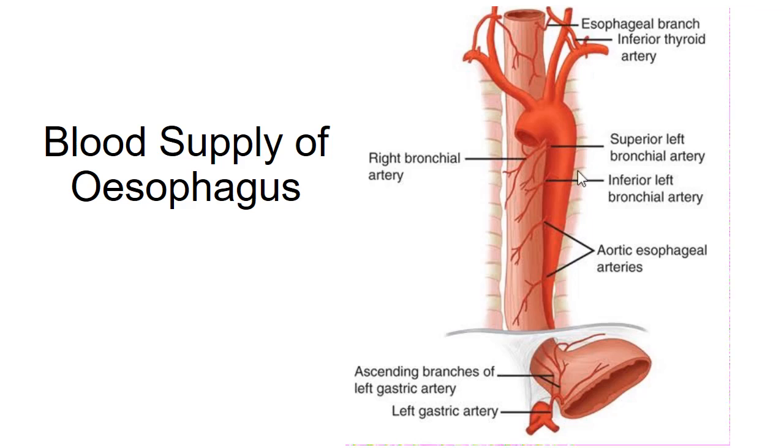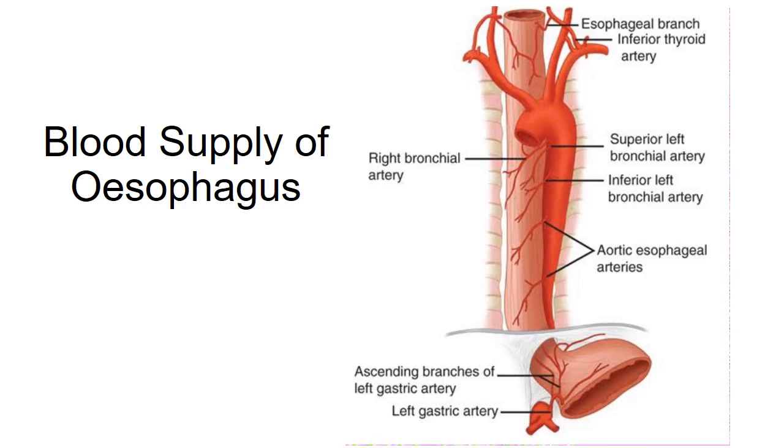The thoracic part of the esophagus is supplied by esophageal branches of the aorta. These are the esophageal branches of the aorta, as you can see here. The abdominal part is supplied by esophageal branches of the left gastric artery. This is the left gastric artery, and these are the esophageal branches of the left gastric artery.